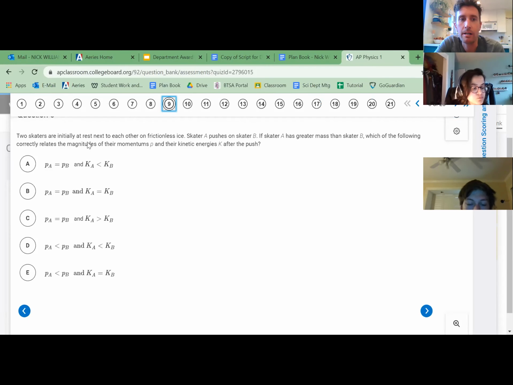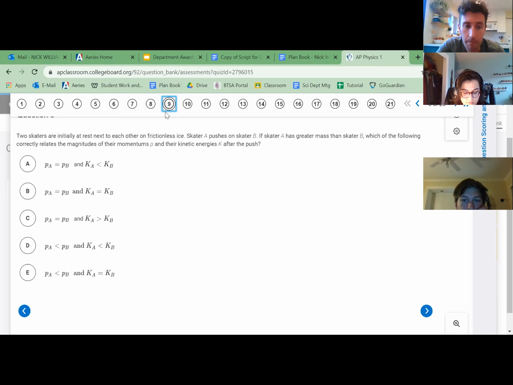Yeah? Yeah. Okay. So question number 9. 2 skaters are initially at rest next to each other on frictionless ice. Skater A pushes on skater B. If skater A has a greater mass than skater B, which correctly relates the magnitudes of their momentums, P, and their kinetic energies, K, after the push? Okay. So the first off is, since they are initially at rest and they're motionless and the ice is frictionless, if I push on one, it should push back on the other one.